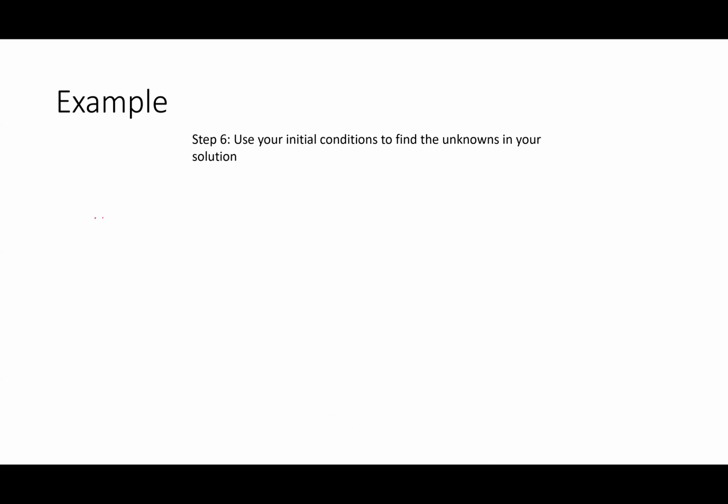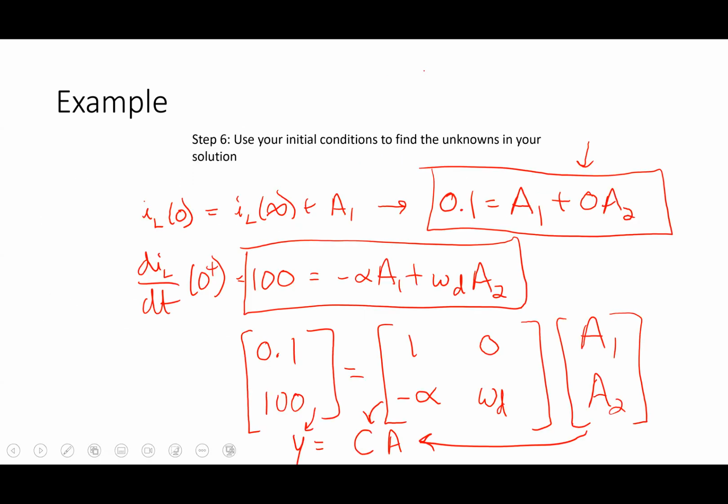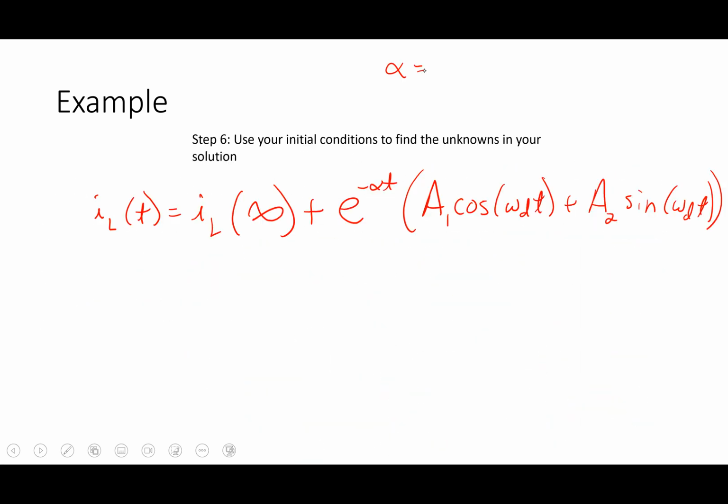What I have right now is that IL of t is IL of infinity plus e to the negative alpha t times A1 cosine omega d t plus A2 sine of omega d t. All right, and I have a number for alpha. Have I written it out for myself here somewhere? I didn't write it out. I probably should have. I've got a number for alpha and I've got a number for omega d, right?